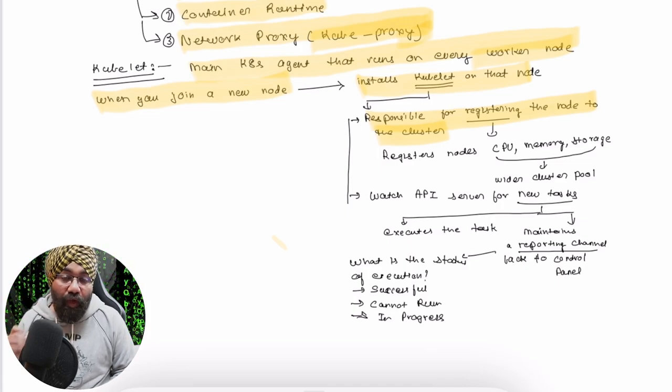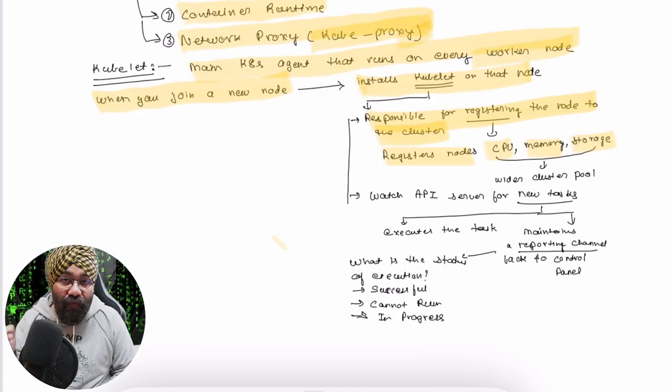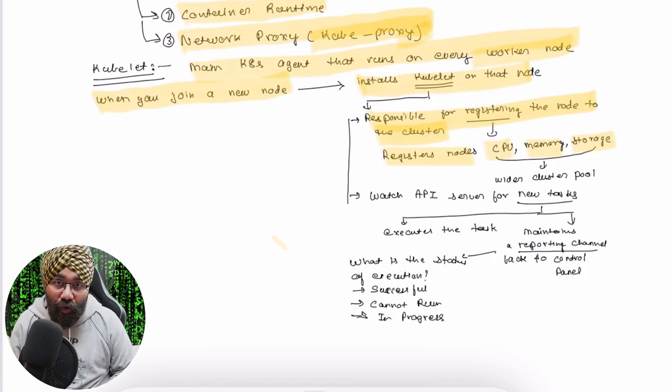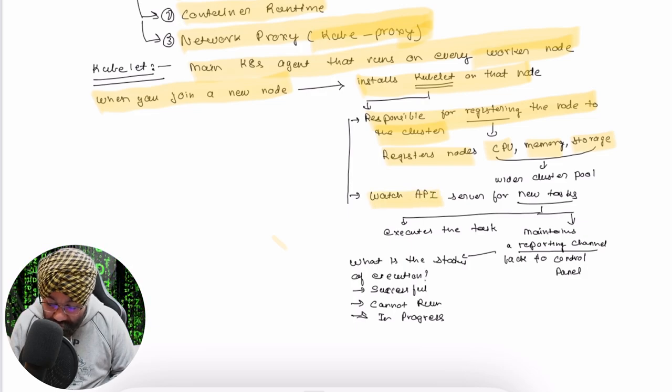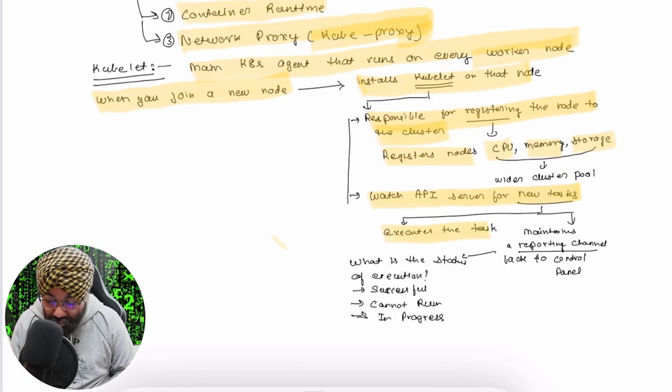So what will it tell in the registration? It will tell about all the details of that worker node. For example, it will tell how much CPU it has, how much memory it has, how much storage it has, and all its details, it will register itself with the control plane. Okay. And after registration is done, it will do one more important thing. It will watch the API server for new tasks, which, as already told, is the job of the worker nodes. So it is the kubelet inside the worker node that continuously watches the API server for new tasks. And when it gets the task, executing the task is also a responsibility of the kubelet.